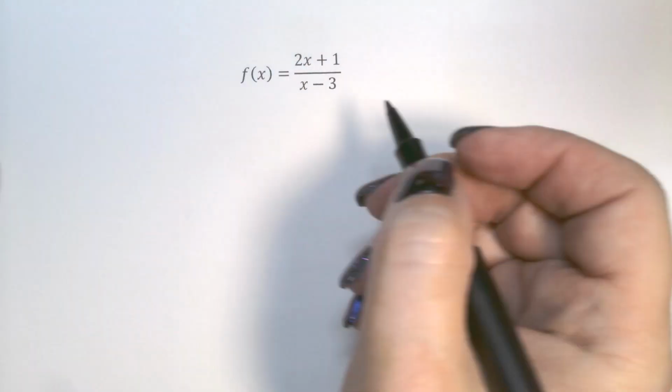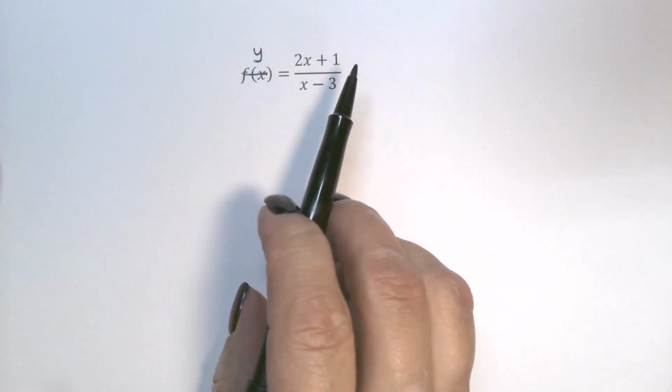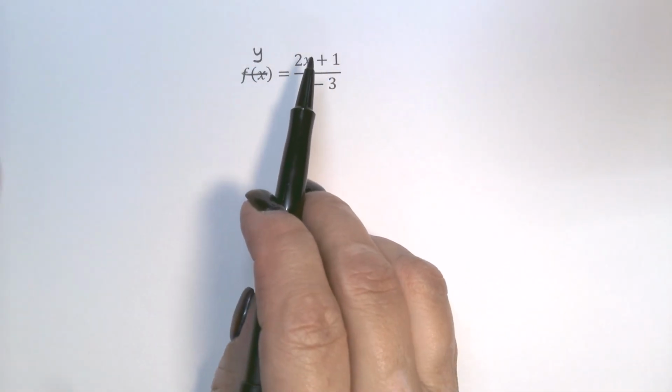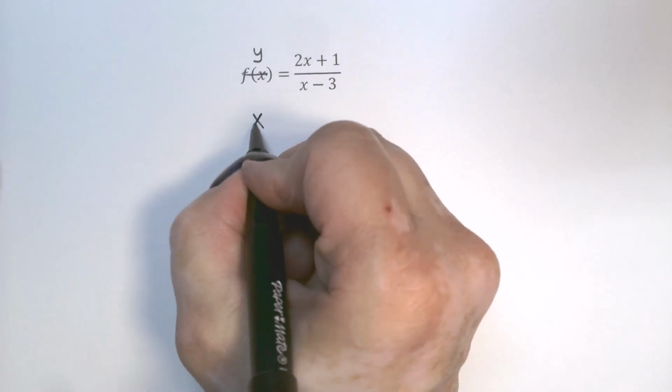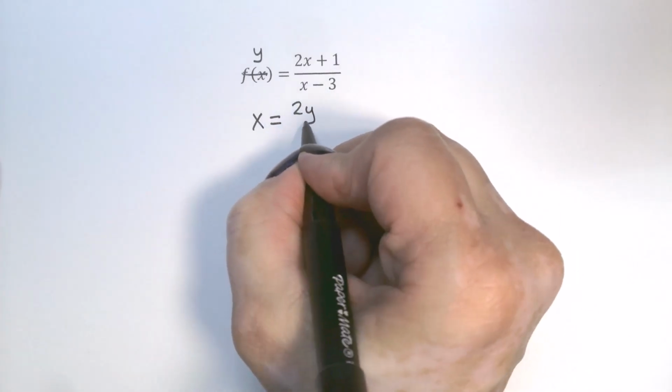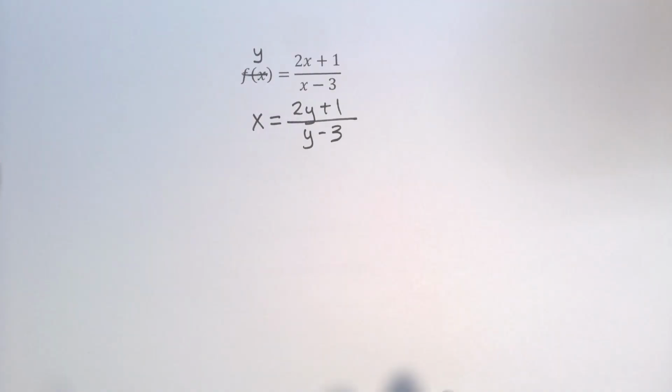Okay, for this one, we're going to run through the steps again, and this time I'm just going to change this to a y. Now we swap the y and the x. So wherever you see an x on this side, you're going to change that to a y. And then y just changes to an x. So we have x equals 2y plus 1 over y minus 3.